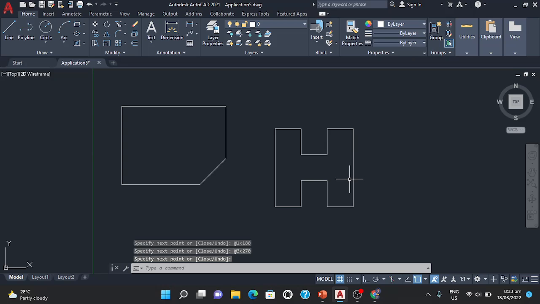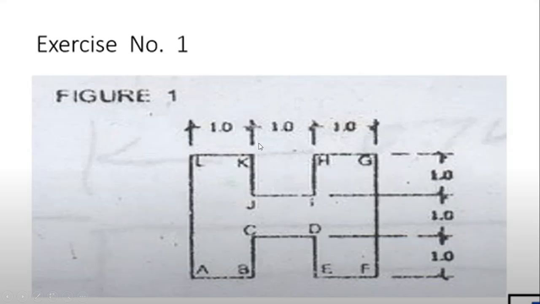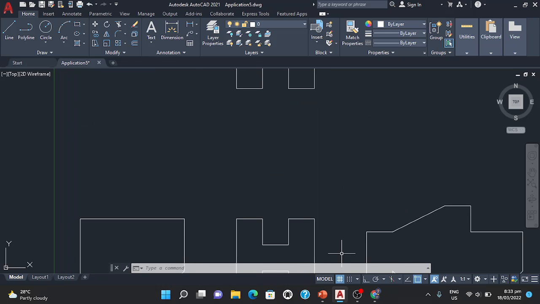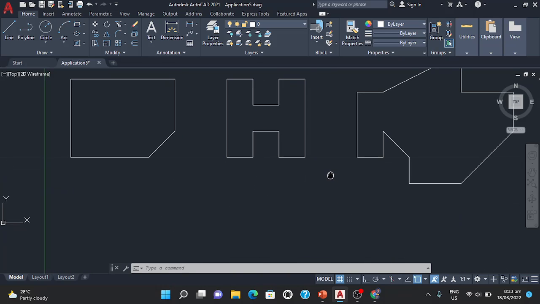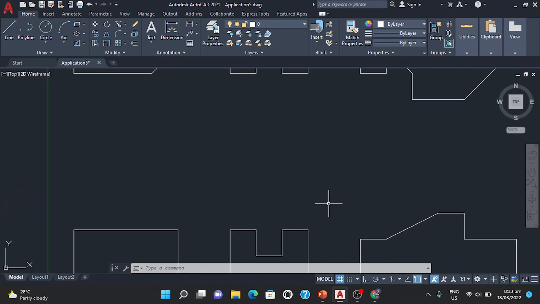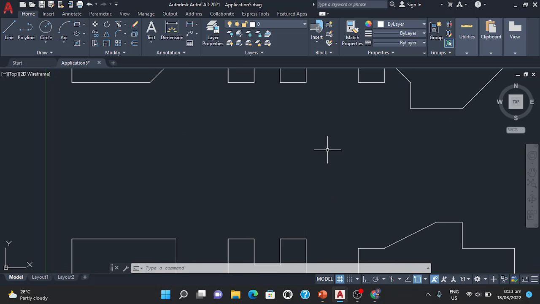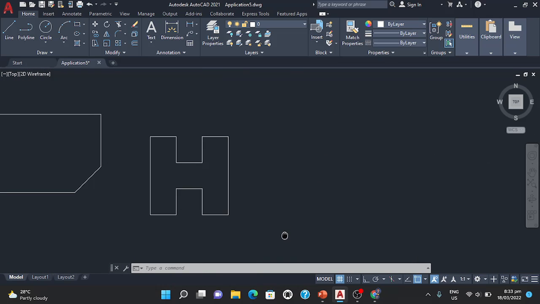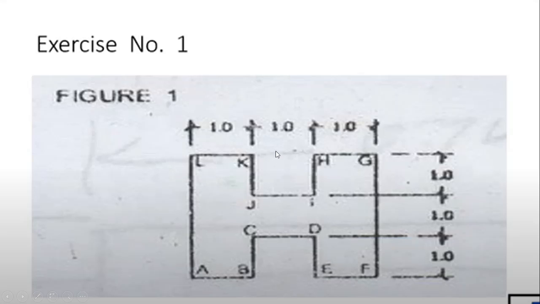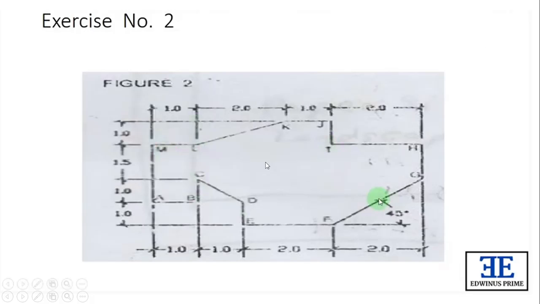So as you can see, example number 1 or figure number 1 is identical to what is in our PowerPoint, and also identical to what we have done in video number 5 and video number 6. Okay.